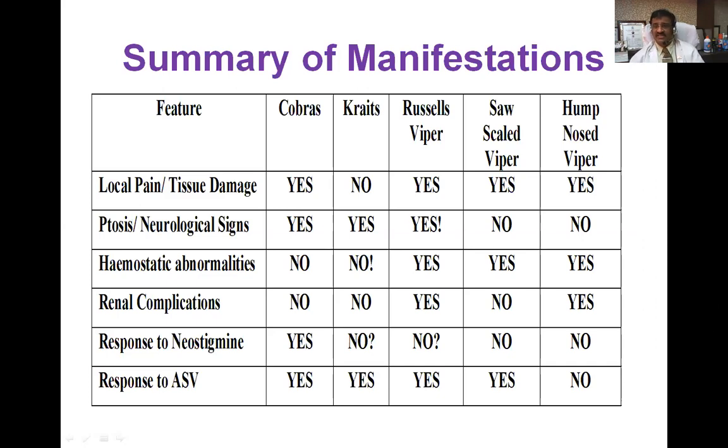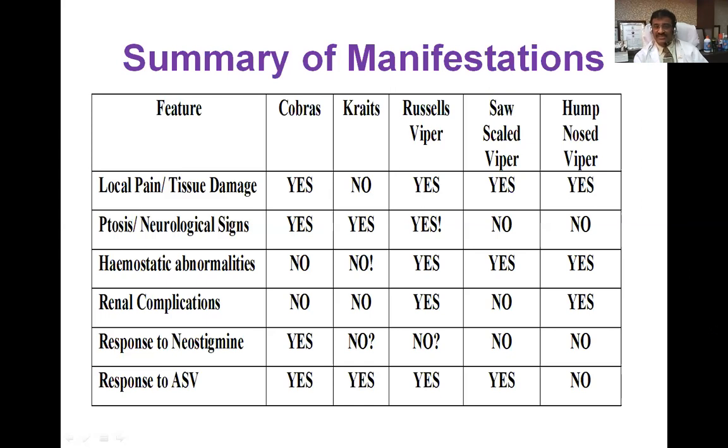A summary of manifestations related to different types of poisonous snakes can be studied through various features like cobra, kraits, Russell's viper, saw-scaled viper, hump-nosed viper. If you take local pain and tissue damage, it is absent in case of kraits, whereas it is present in all other species of snakes. If you take neurological signs including ptosis, it is not present in saw-scaled and hump-nosed viper bites, but in Russell's viper it is present, and of course it is present in neurotoxic snakes like cobras and kraits.